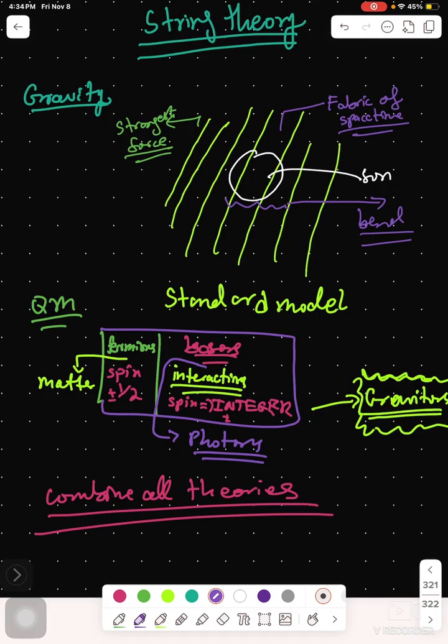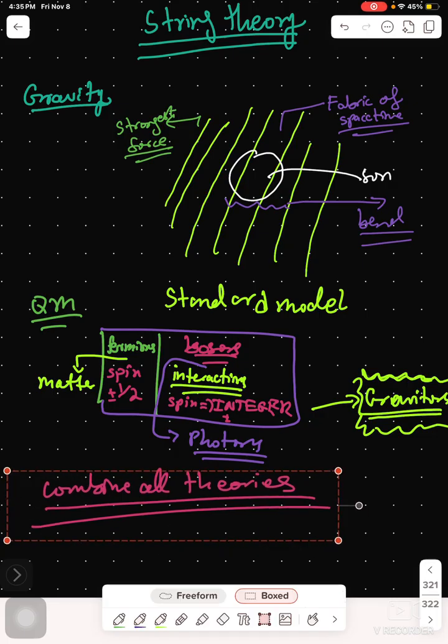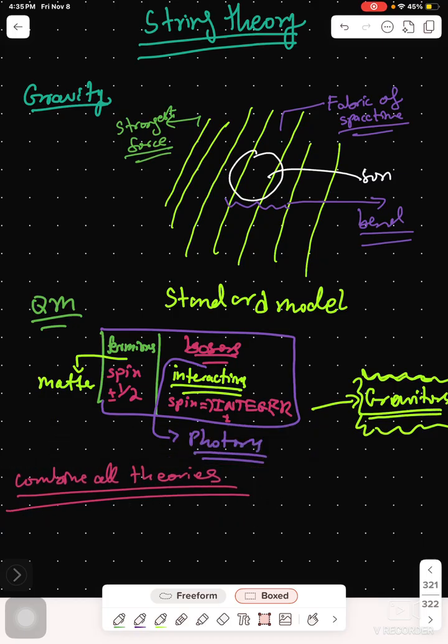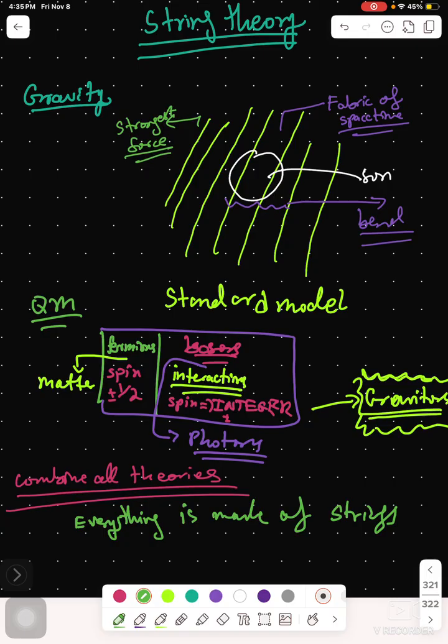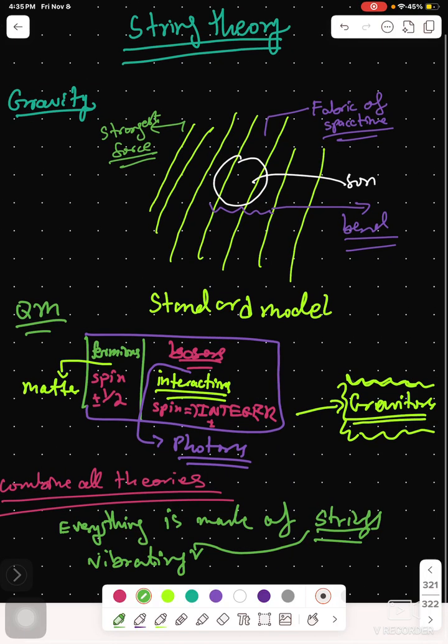So here we introduce string theory. What does string theory say? String theory says everything is made of strings. Strings mean vibrating things: vibrating strings.